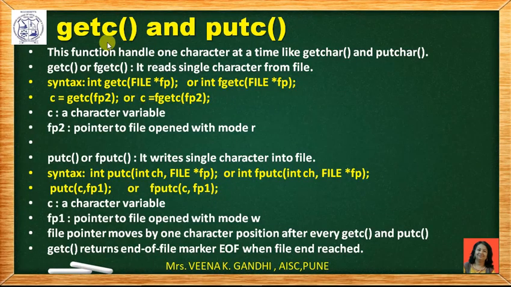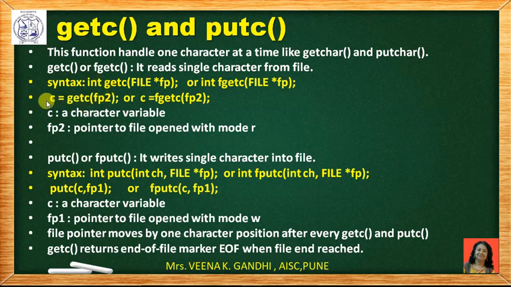Let us see the getc and putc functions. Both the functions handle one character at a time, like getchar and putchar. First, getc or fgetc: both functions read a single character from a file. The syntax is int getc, and in round brackets accept the file pointer, FILE *fp. getc reads a single character from a file and stores it in a character variable or int variable.